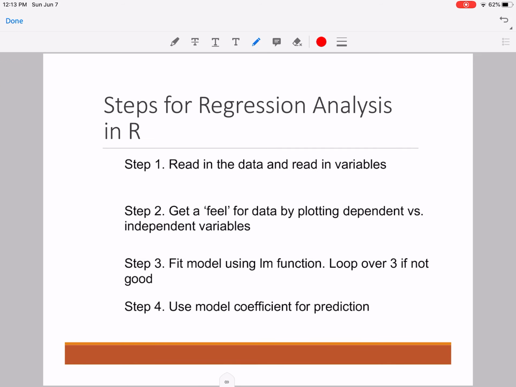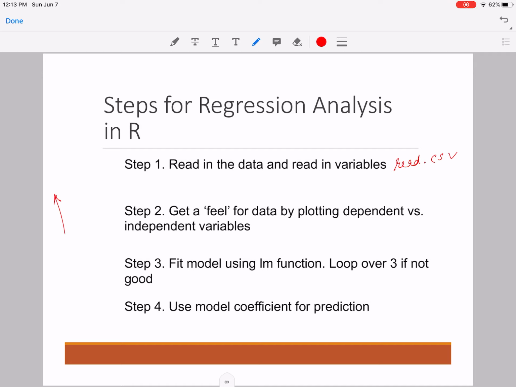In R, we perform the following steps to perform the regression analysis. Step 1 is to read in the data and read in the variables. This step is quite simple. You will be using functions like read.csv to perform this task. The next step is to get the feel of the data by plotting the dependent variable with the independent variables individually. So that gives you some insight into what kind of model you need to apply.